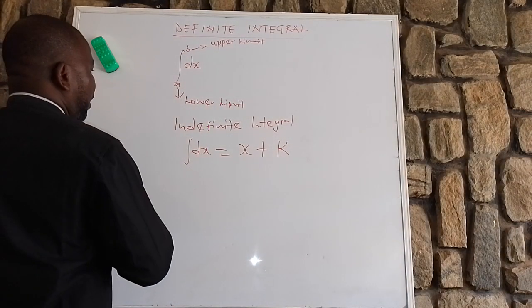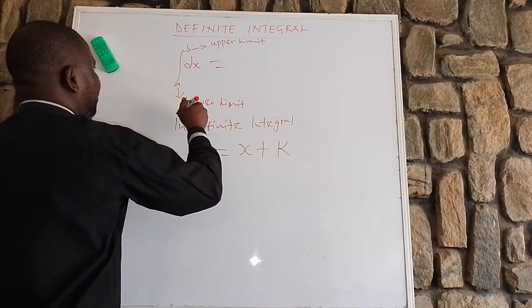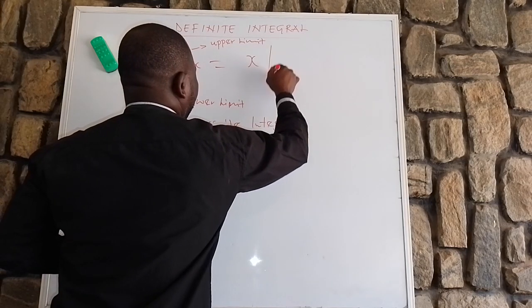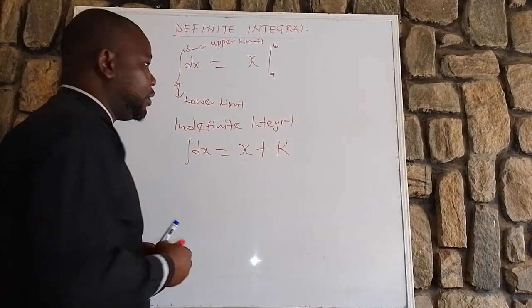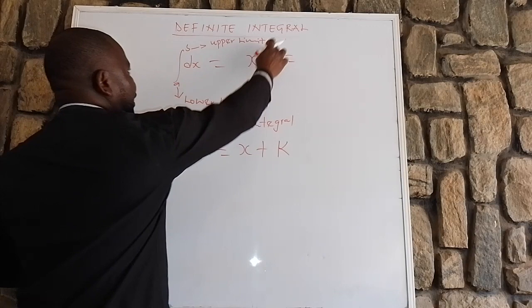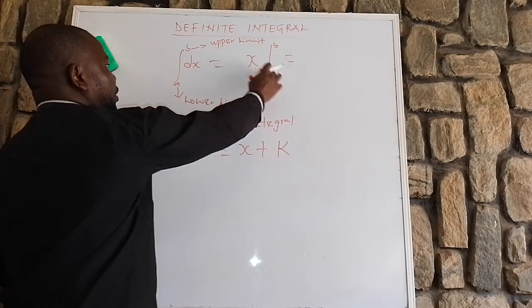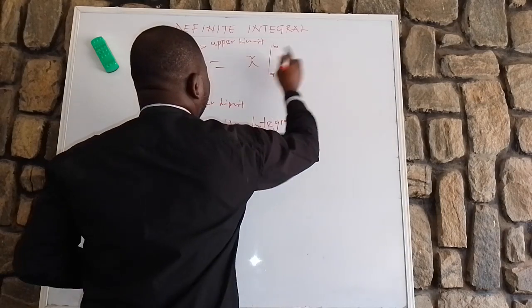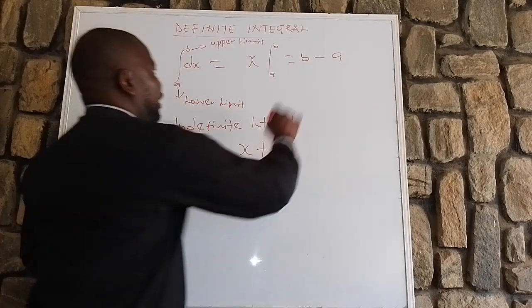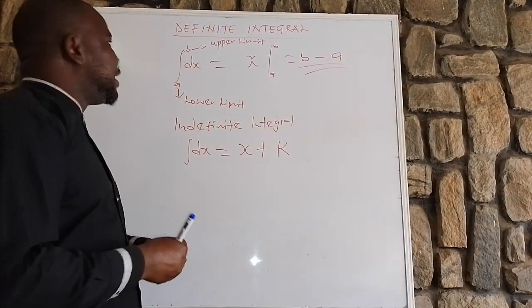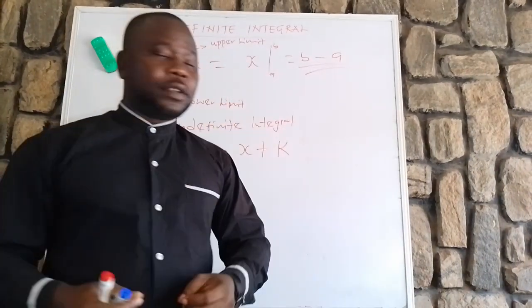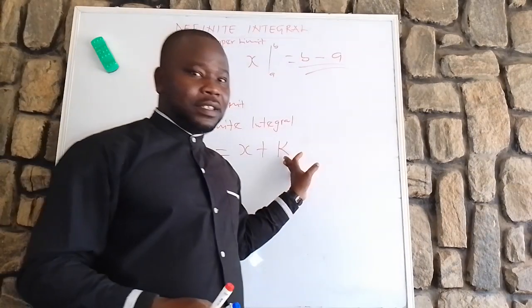But for this one, if you integrate it, you are going to have x with limits running from a to b. It means anywhere you see x, you subtract the lower limit from the upper limit: you write b minus a. This is the answer. So you integrate definite integrals to obtain a value, while indefinite integrals you integrate to obtain a constant. Please take note.